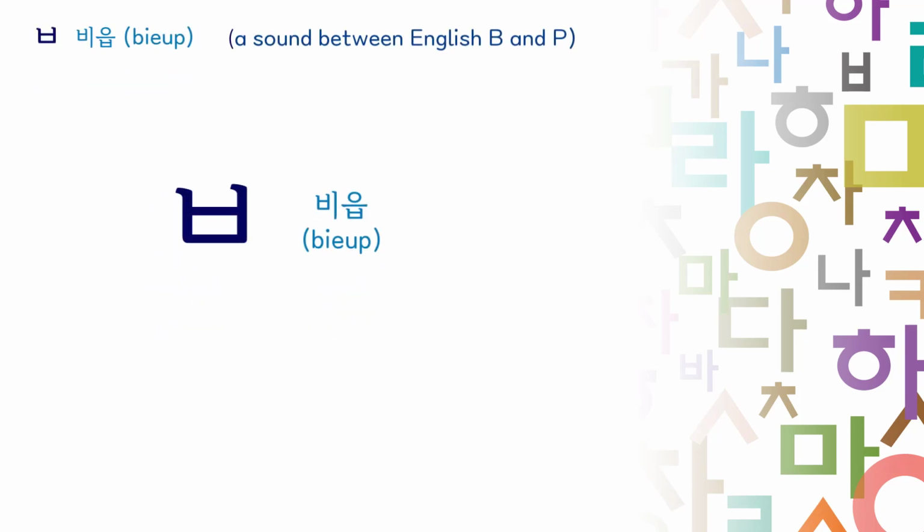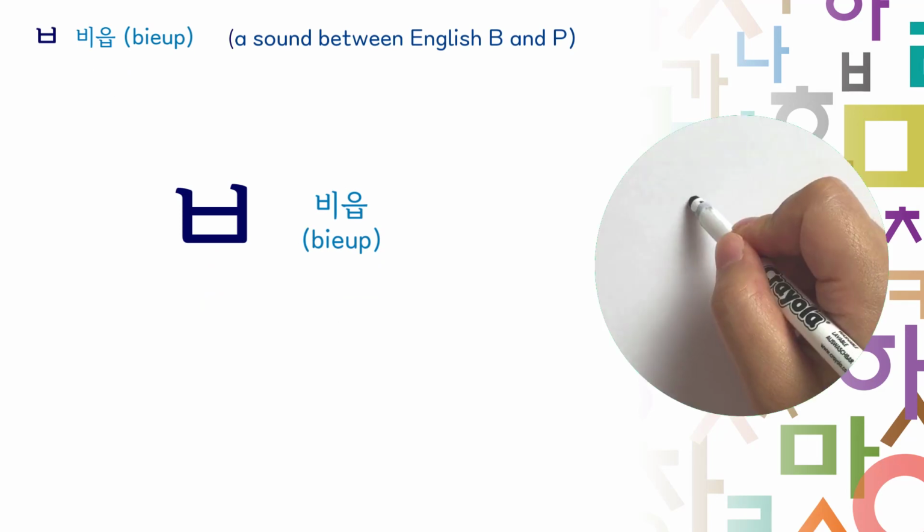The third consonant that's mildly aspirated is 피읕, 피읕. And 피읕 is written like this.